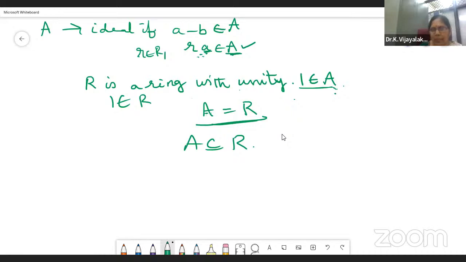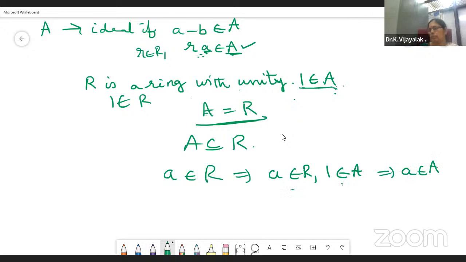Now you have to prove that, suppose you take some a belongs to R. Then by closure property you have a belongs to R. One belongs to A. Now by absorption property you have a belongs to A also. Got my point? a belongs to the ring and one belongs to A implies a into one belongs to A, because A is an ideal, no?